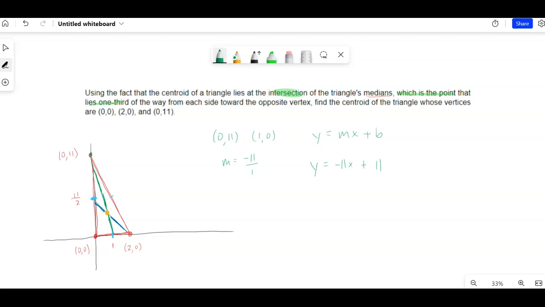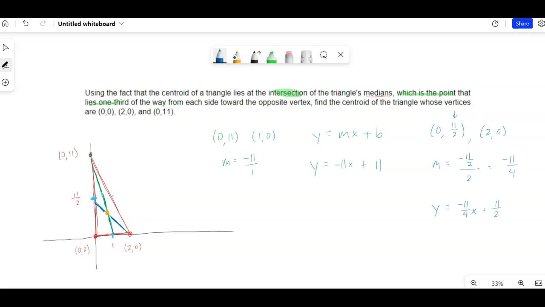All right, the blue line, let's switch to blue. It's a little bit more difficult to deal with. It's 11 halves and 2, 0 are my 2 points. Same thing as before, we're doing mx plus b, but for m this time, how far do I fall? I go down 11 halves and I go to the right 2. So the slope is negative 11 fourths. Then the y-intercept is where it touches the y-axis, where x is 0. So y equals negative 11 fourths x, plus 11 halves.